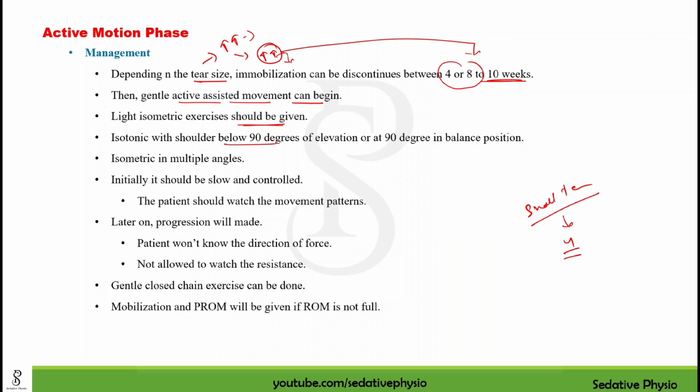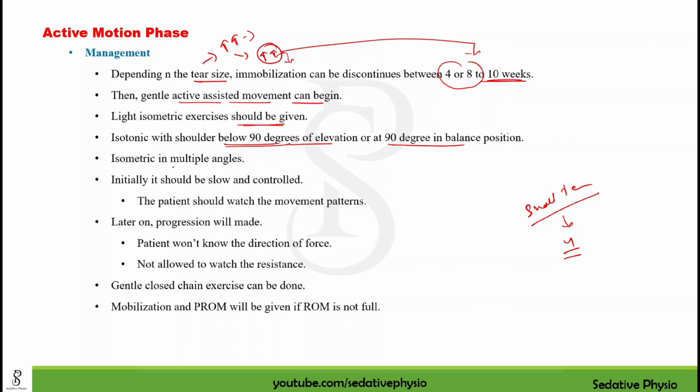Isotonic exercises with the shoulder below 90 degrees of elevation, or at 90 degrees in a balanced position, can also be given to maintain the active range of motion. Here our main goal is to improve the active range of motion. But one more point here: while we are working on the active motion, we will still focus on the site of repair. Still we will have to maintain the integrity of the repair.